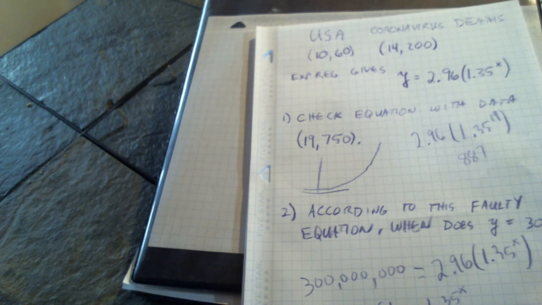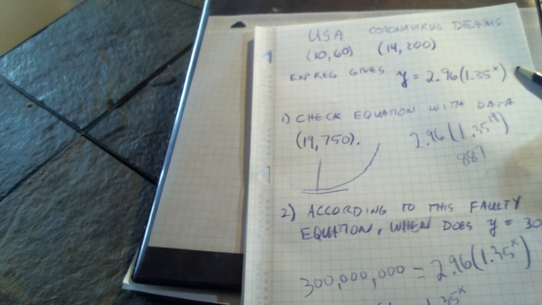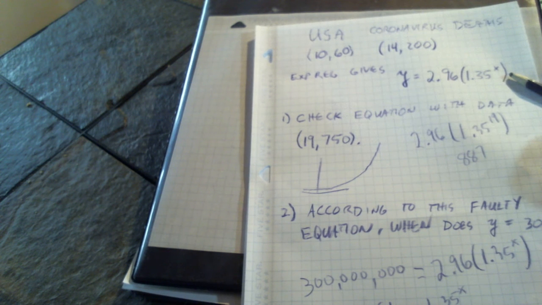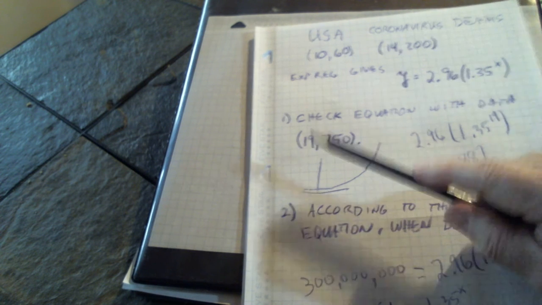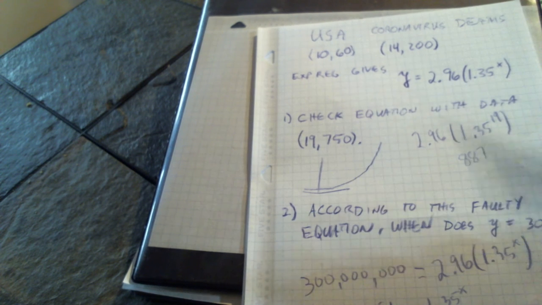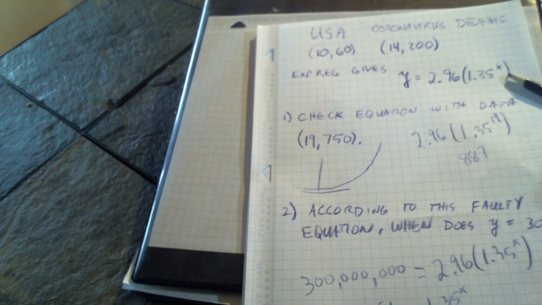You can use your calculator to do the regression equation. It's exponential regression. I did it and here's the equation I got. I'd like to check this equation against day 19 because I can get day 19 data. On day 19, there's approximately 750 people dead. So that's actual data. I'm going to check my equation against that.